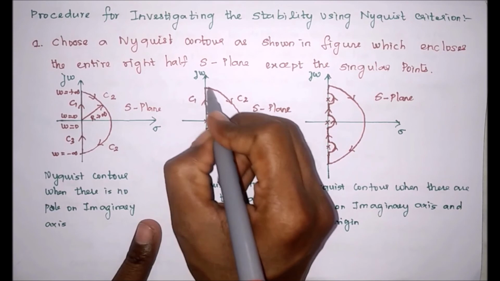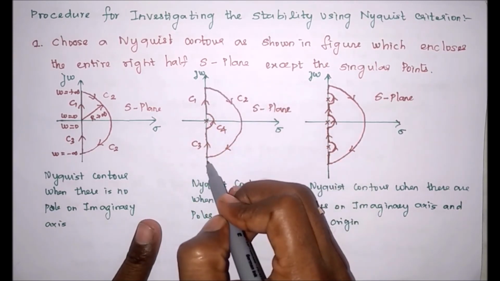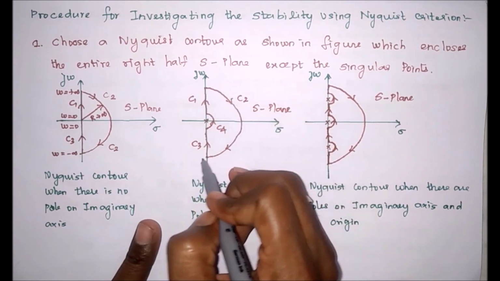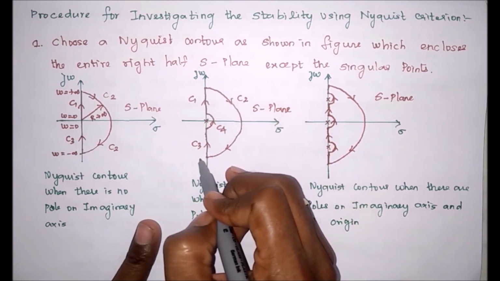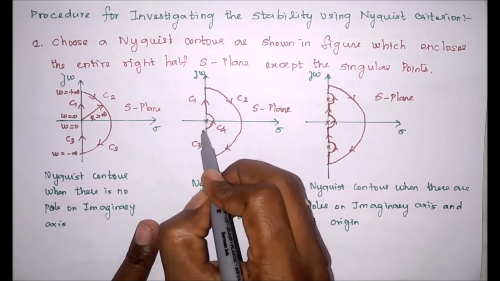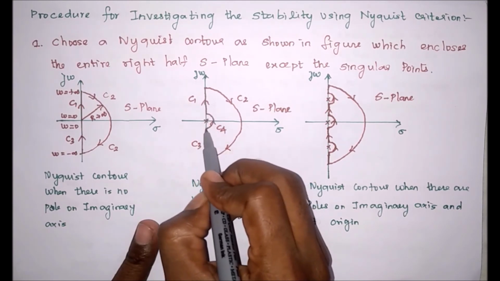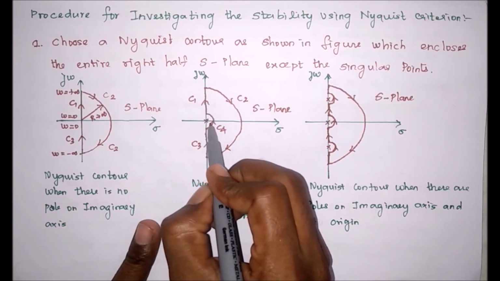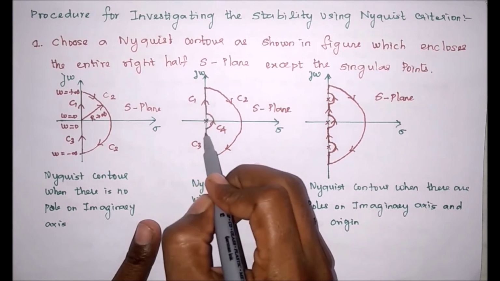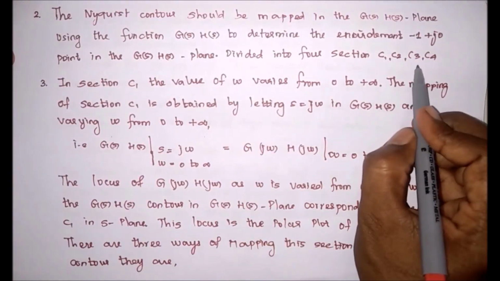C1 part is from 0 to infinity. Then the C2 part is from plus pi by 2 to minus pi by 2. It is a semicircle whose radius is infinity. The third part is from minus infinity to 0. The fourth part is from 0 to 0, which means radius r equal to 0, but it is also a semicircle. So we have 4 sections.